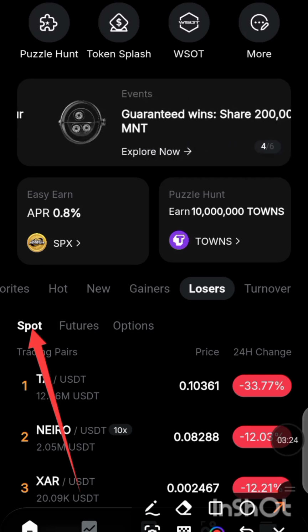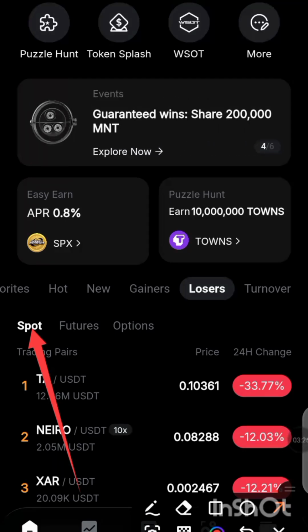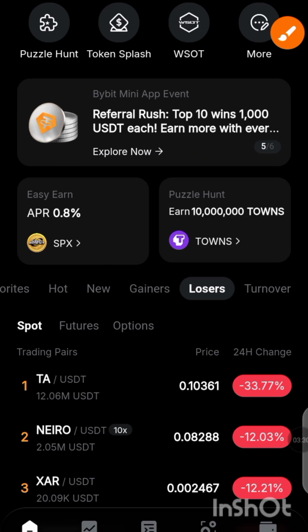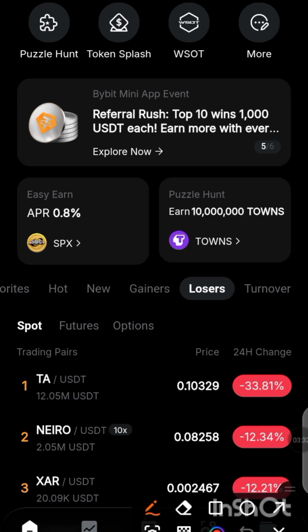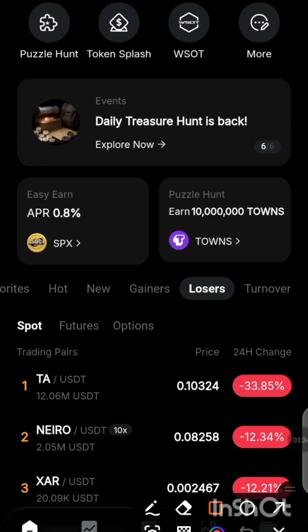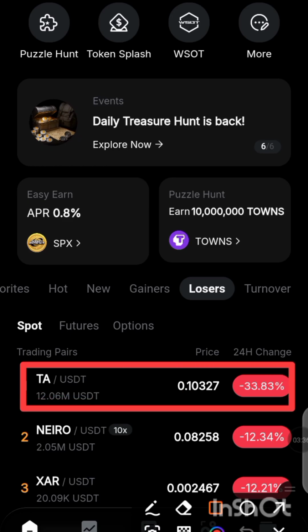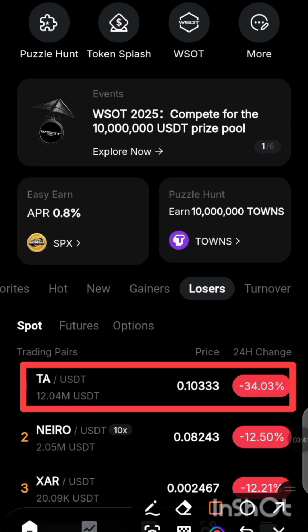At this particular place, the spot market, you will see this particular coin, which you can see over here. This TA coin is actually the coin that has done minus 33% for today. Are you getting me? So this is where we are going to be focusing our attention.